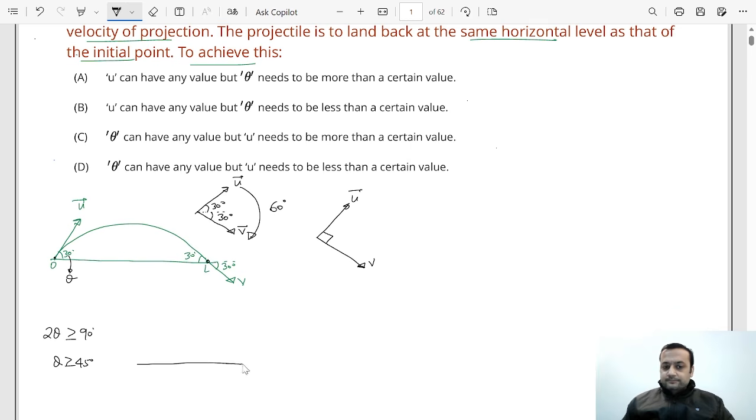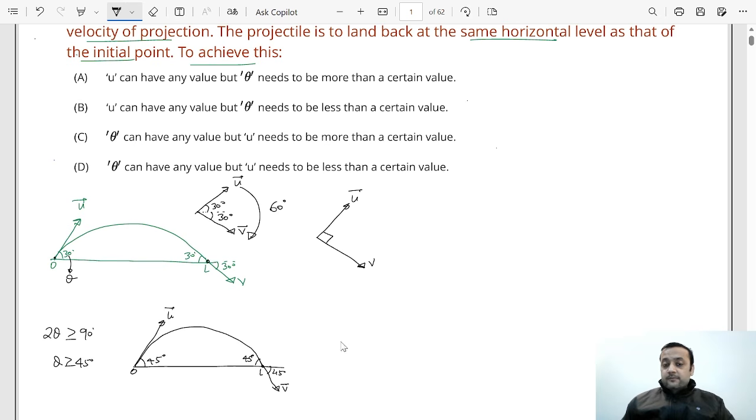Let me show you the situation. Let us say you throw the projectile like this, and let us say this angle was 45 degrees. The initial velocity will be like this, and the final velocity, as you can see, will be like this, and this angle will be 45 degrees, because this will also be 45. So you can see that at the point of landing, the velocity becomes perpendicular to the initial.